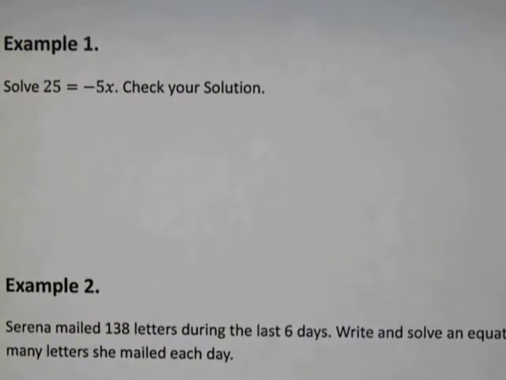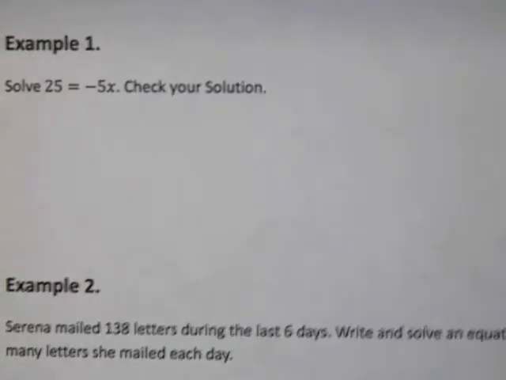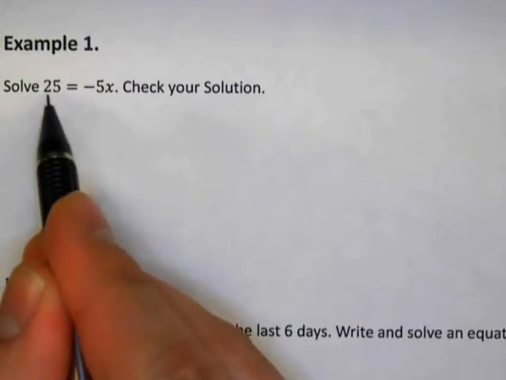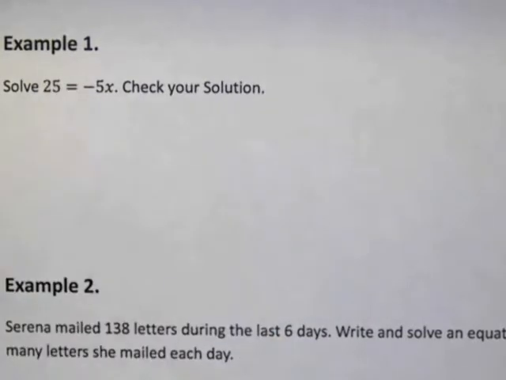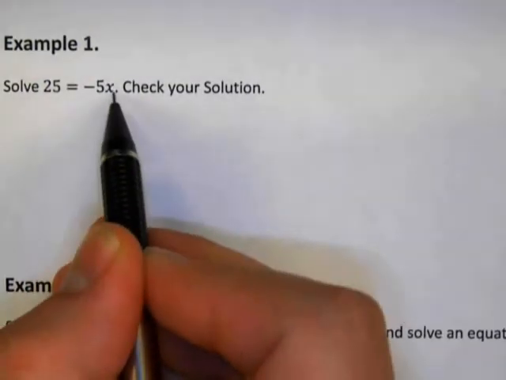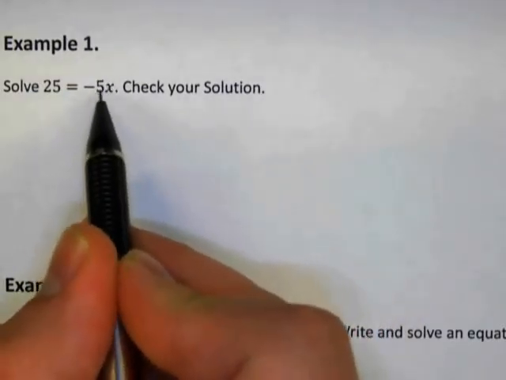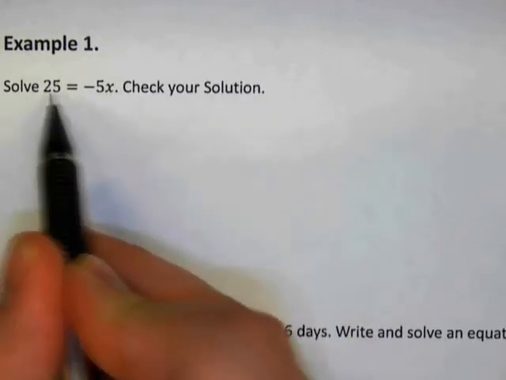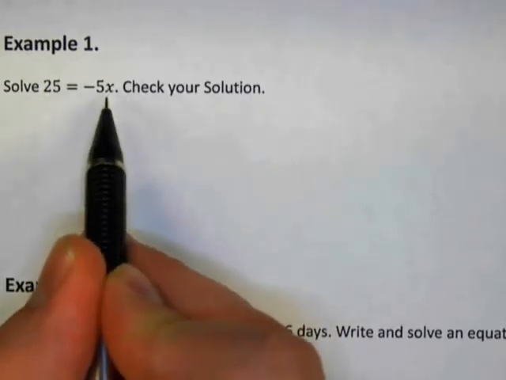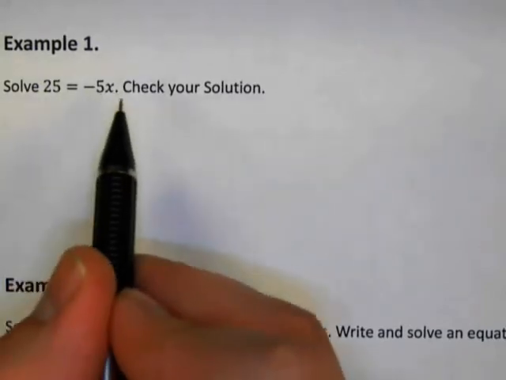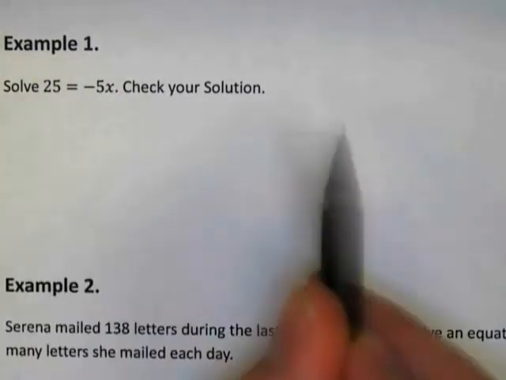So example 1 says to solve 25 equals negative 5x, and then check your solution. So we have 25 all alone on this side, and this is equal to, that means it's balanced. Remember our teeter-totter thing, that both sides are equal. They're the same value as negative 5x. And we're trying to see what is x then. If we know that negative 5 times x is going to equal 25, what must x be in order to make that a true statement? And then we've got to check our solution.